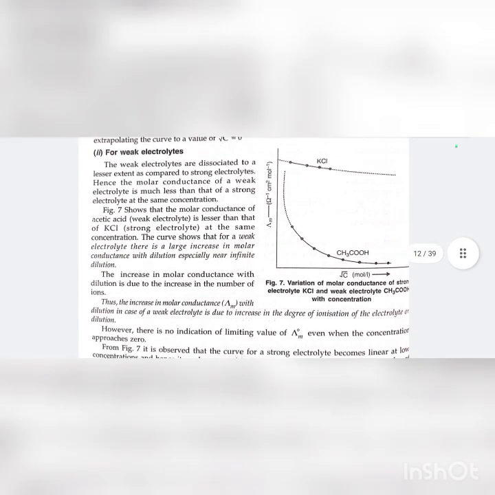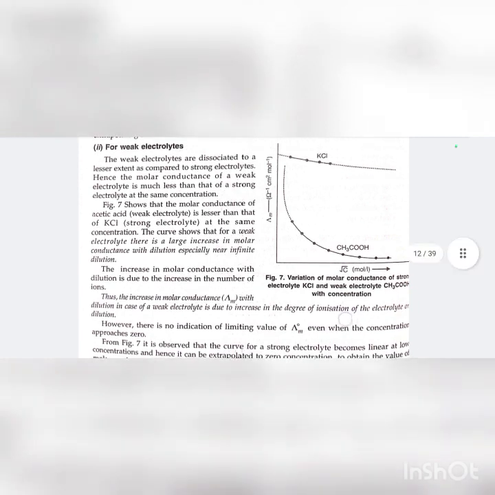For weak electrolytes, the weak electrolytes are dissociated to a lesser extent as compared to strong electrolytes. Hence, the molar conductance of a weak electrolyte is much less than that of a strong electrolyte at the same concentration. Figure 7 shows that the molar conductance of acetic acid, which is a weak electrolyte, is lesser than that of a strong electrolyte, that is KCl, at the same concentration.